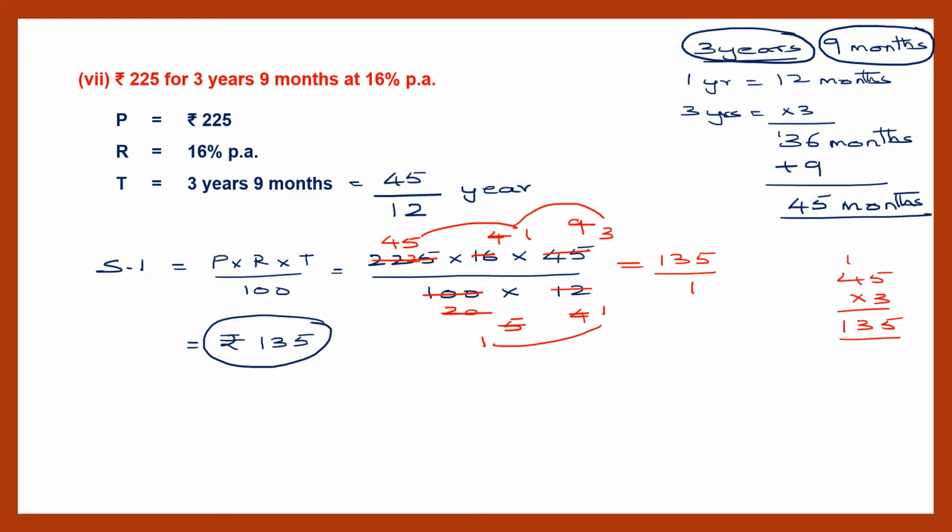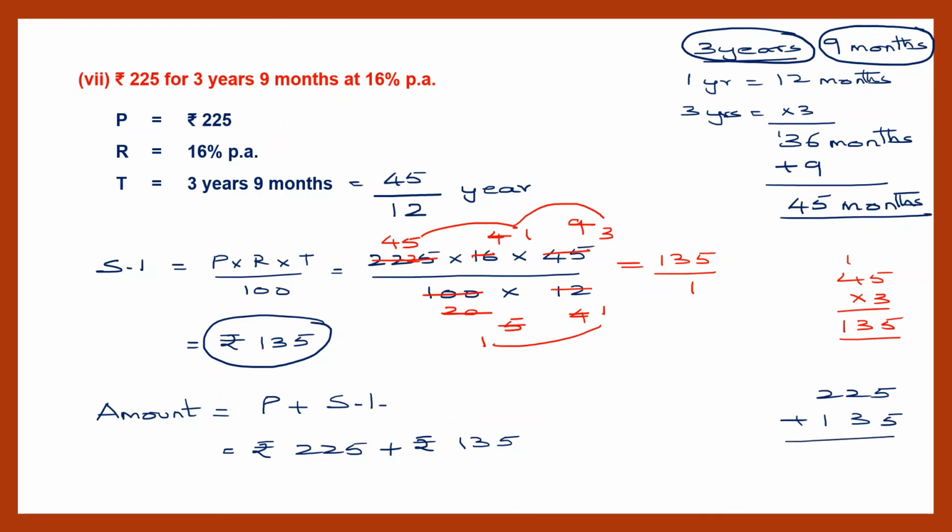Now the second part is we have to find the amount. And to find the amount, what should we do? We simply add up principal and the simple interest. So principal is rupees 225 given to us, and simple interest is what we just found out, 135 rupees. So now let's add up these two, 225 plus 135. 5 plus 5 is 10, carry 1, 2, 3, 4, 5, 6. 2 plus 1 is 3, 360. So the amount is rupees 360. So we have found the simple interest and we have found the amount.